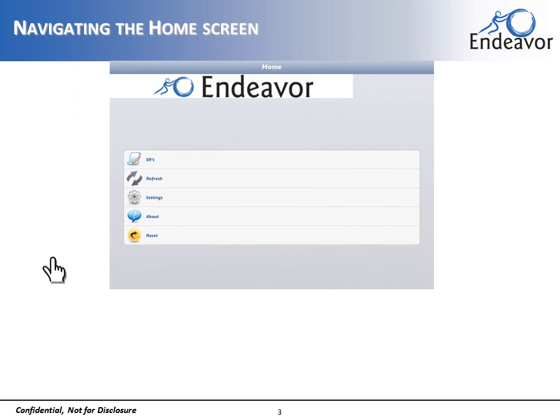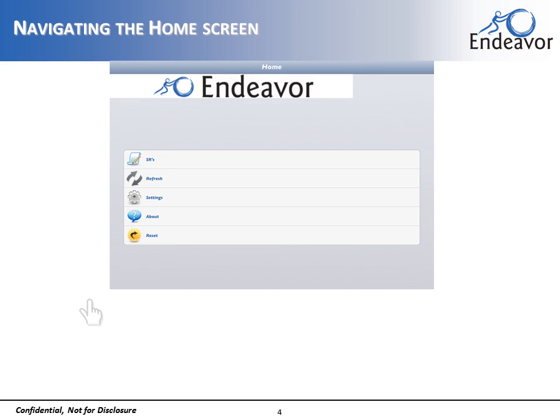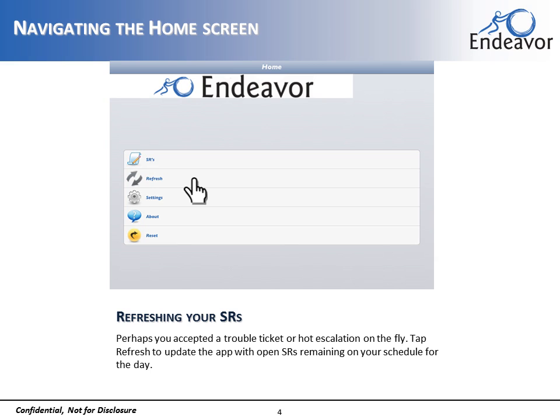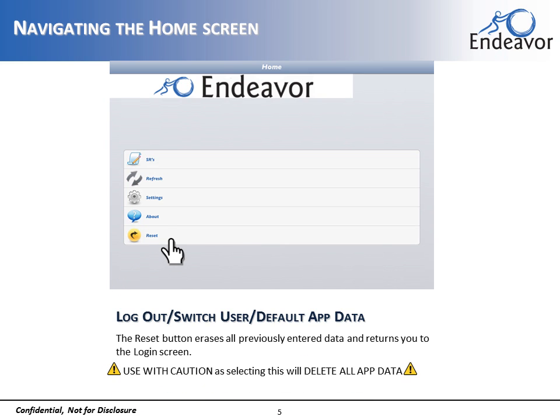So the first screen you'll come to is the application's home screen. And as you can see, there are SRs, so you can actually view a list of your SRs that are still open for the day on your route. You click the refresh button, that'll refresh the list of SRs that are on your route. And the reset button will take you back to the login screen so you can sign in as another user.